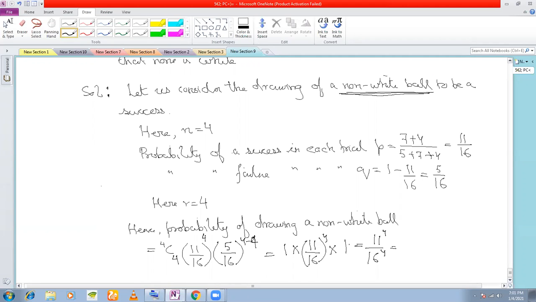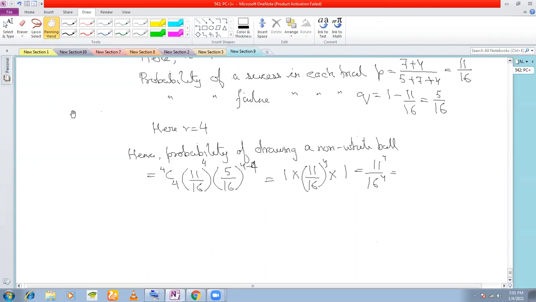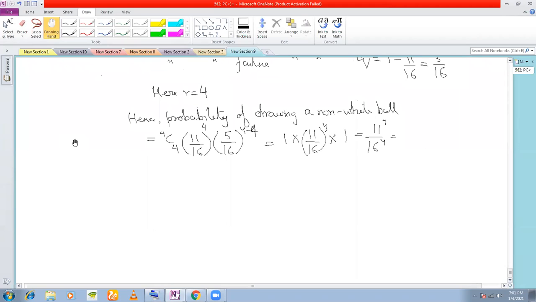Clear why I am taking the number of successes to be 4? Because I have considered a non-white ball to be a success, right? And how many trials are there? 4 trials. And in each of the 4 trials, I want a non-white ball. I want a success. That means in all the 4 trials I'm succeeding, so the number of successes must be equal to 4. Clear? These were 2 examples from this.